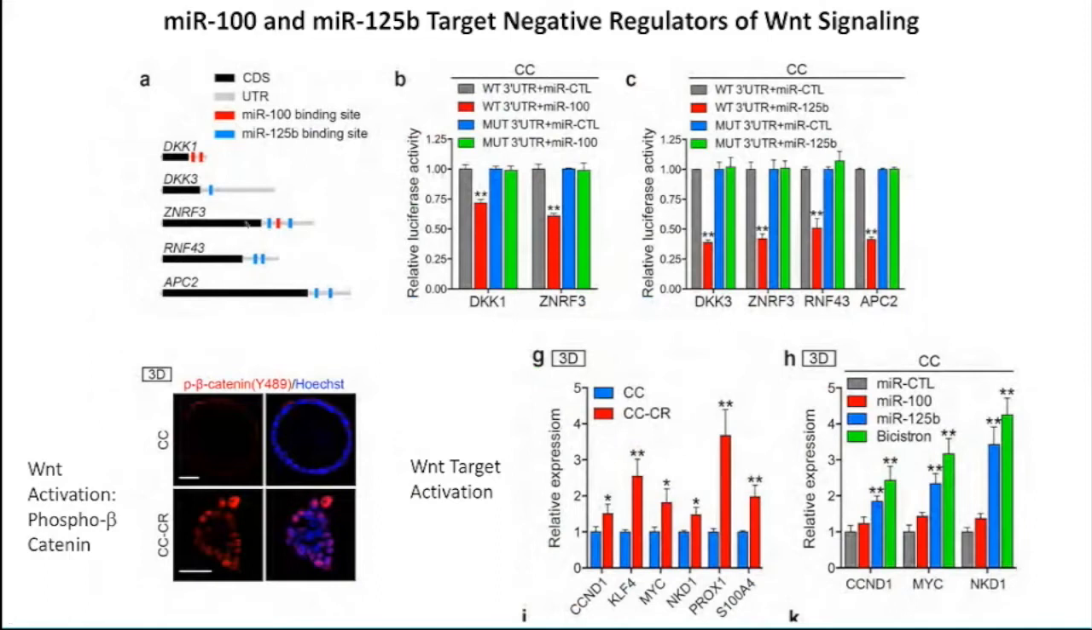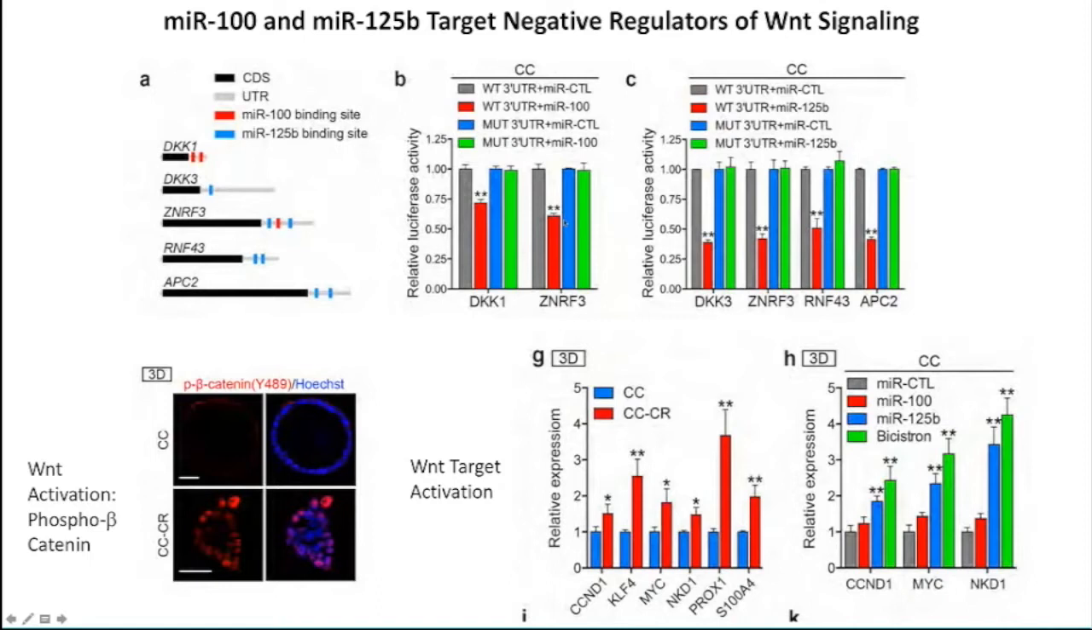So they created luciferase constructs where they could check for whether miR-100 would suppress or block expression of a reporter, that DKK1, 3, and as you see here. And what you found is that it held in all cases that these microRNAs, DKK1, can suppress, and if we make a mutation in this site, it won't suppress.